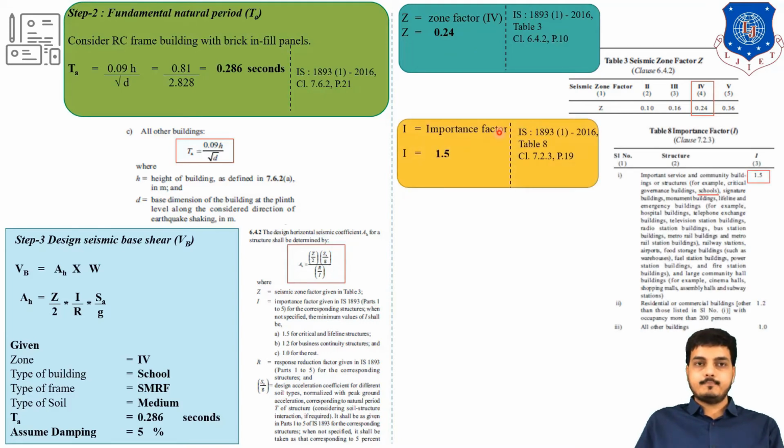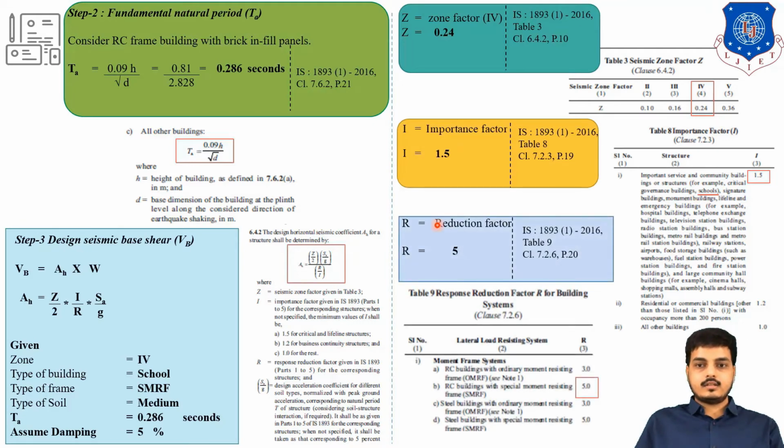Next is importance factor. Our building is a school building, so it is quite important because there are many students or many children available over there. Also, a school needs to run for more than 100 years, so it is an important structure. For a school building, importance factor is 1.5. It is given in Table 8, page number 7, IS 1893:2019, clause 7.2.3. So I have taken importance factor as 1.5.